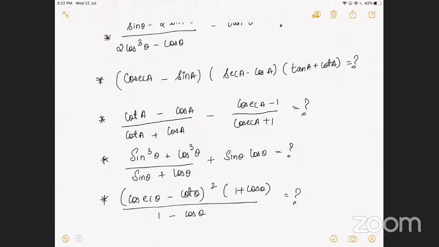Sir, first what we do is we take sine theta common. Sir, could you show the question, please? It will be better. Yeah, it's on the screen. Sir, your screen is frozen.